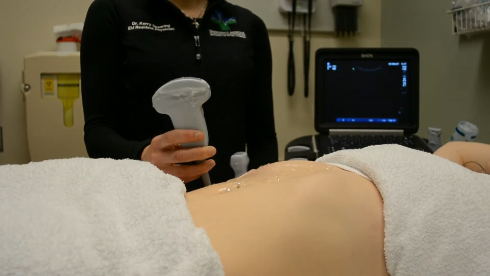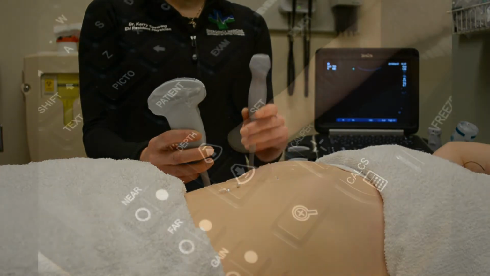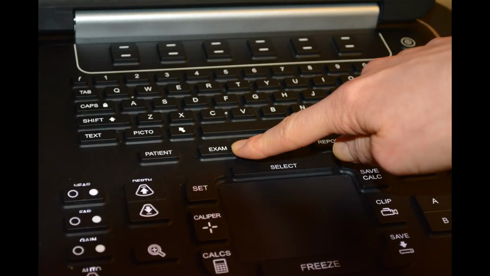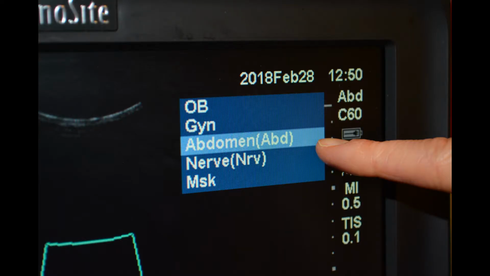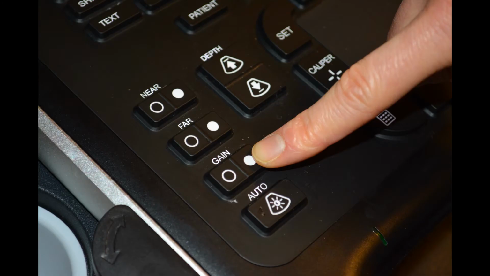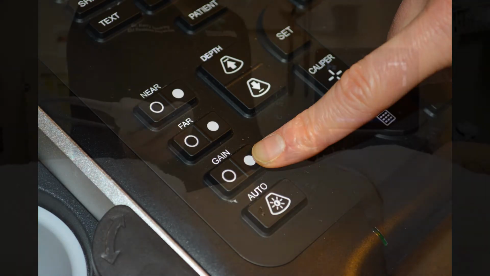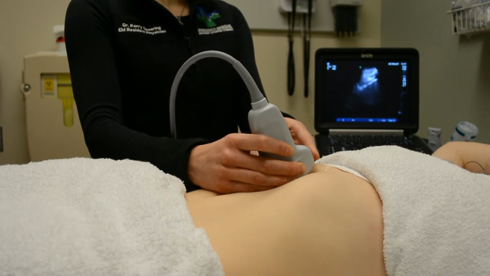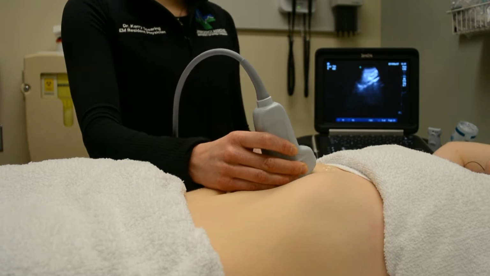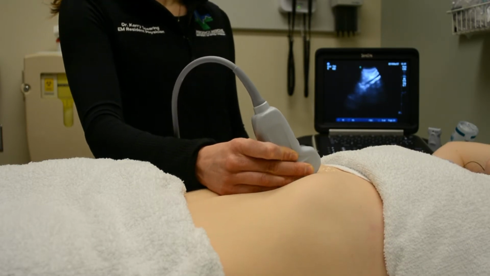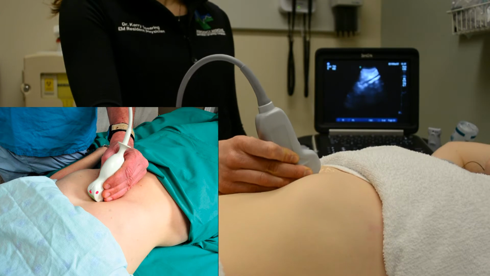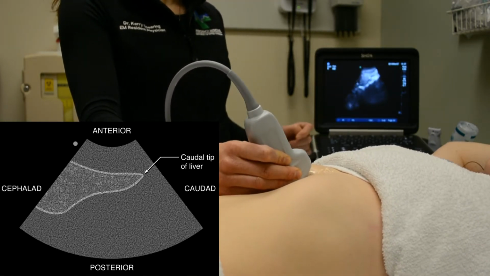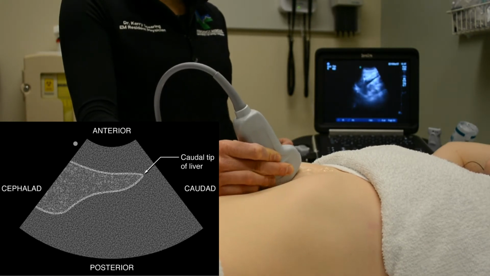Choose the low-frequency curved array or phased array probe. Initial depth should be close to maximum to allow ample visualization of internal anatomy. Ensure you have selected the abdominal preset and, as always, be prepared to adjust your gain to improve your image. With your patient supine, place the probe in the epigastrium in the longitudinal plane with the probe marker pointed towards your patient's head. Heel the probe cephalad to place the liver, which acts as your acoustic window, in the near field with the caudal tip of the liver on screen right.